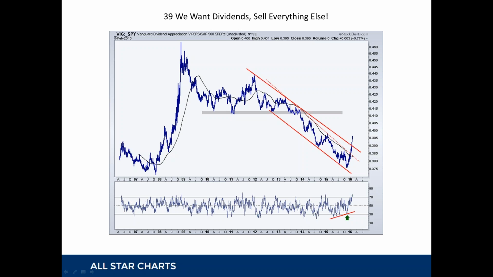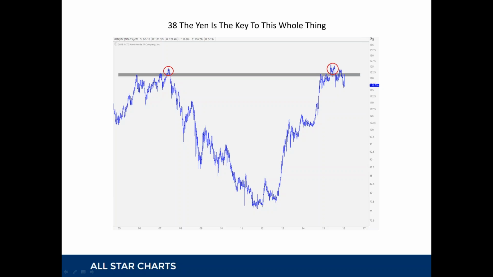This is suggesting we want to own stocks that pay dividends, short everything else, and we want to be buying any dips in this particular ratio. The next chart is what I think is really the key to the whole thing, guys.